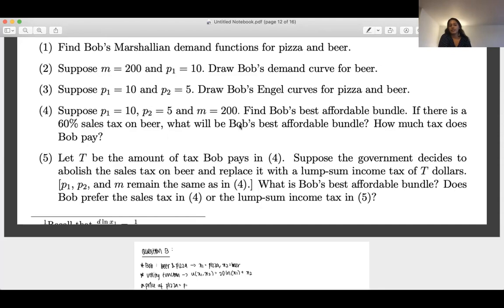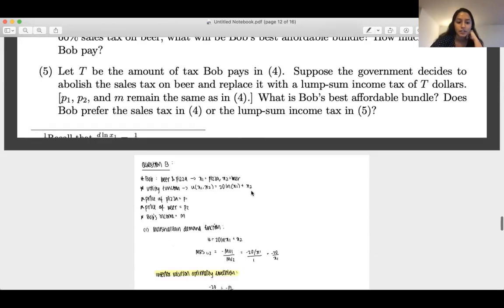And here they're asking us to calculate what is Bob's best affordable bundle. Does he prefer it with the sales tax in question 4 or with the lump sum tax in question 5? So first, what we have to do for this question is calculate what his bundle would be like if there's a lump sum instead of a tax. So let's do that now.